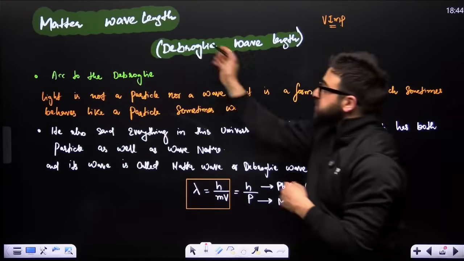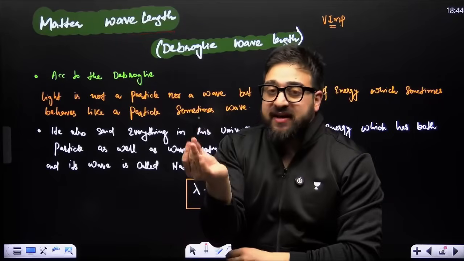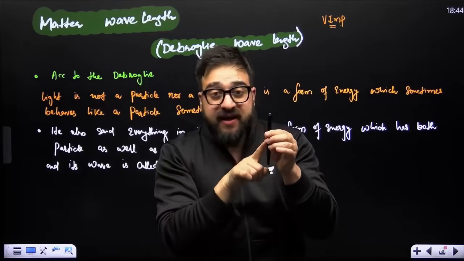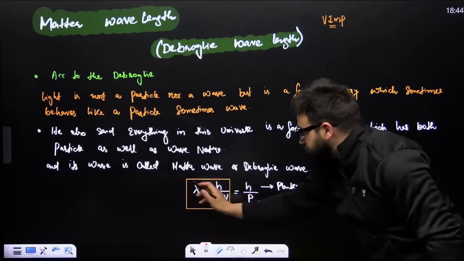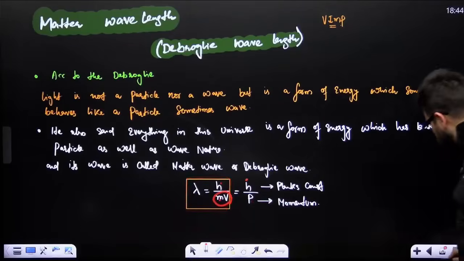Then, my dear NEET aspirants, de Broglie's wavelength, the matter wavelength. De Broglie said everything in this universe is a particle as well as a wave. Like this pen, it is a particle as well as a wave. And what is the wavelength of this particle? You can say h divided by mv, or h divided by p, where mv is the momentum, my dear NEET aspirants.